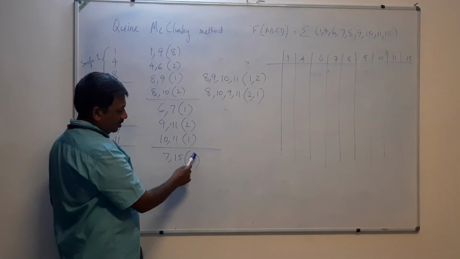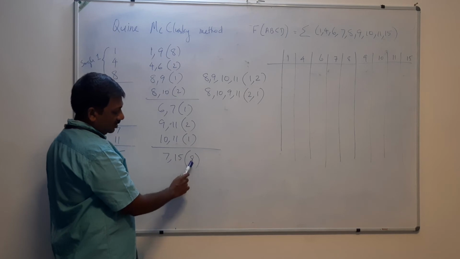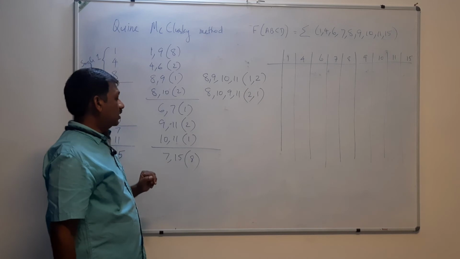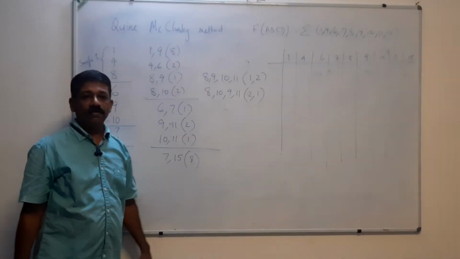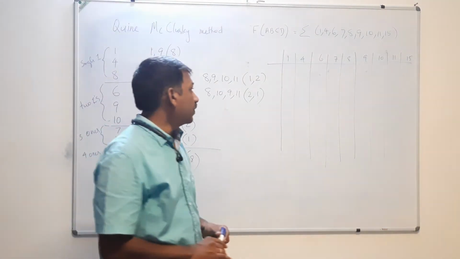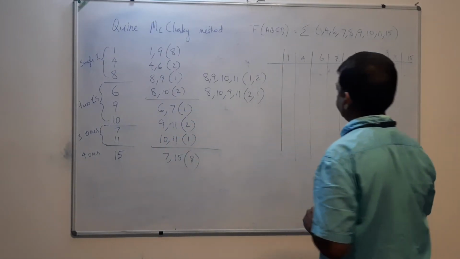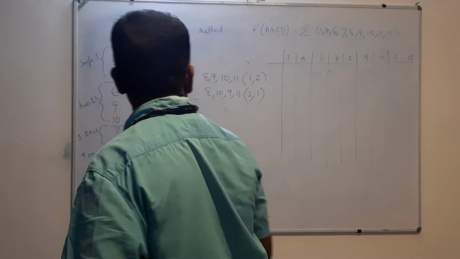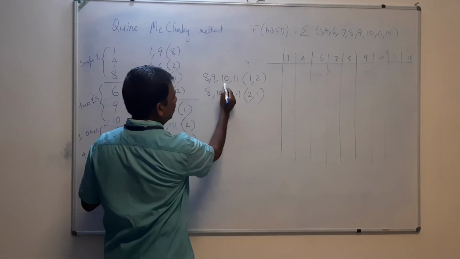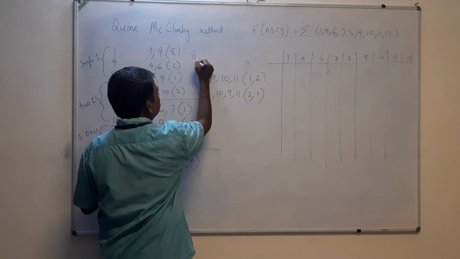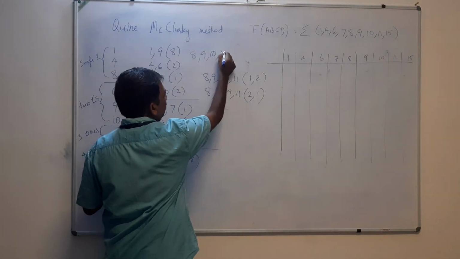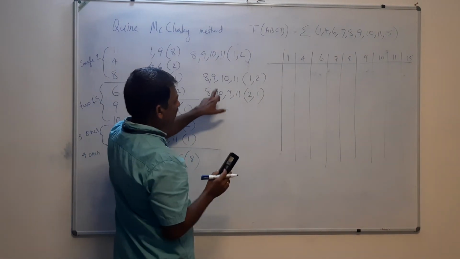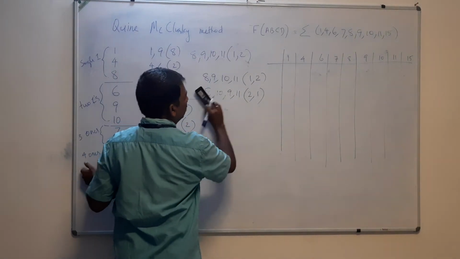But here only a single entity is there. Here it is having 8 in brackets. Here we don't have any entity with 8 in the bracket, so that operation is over. Now see, now this is 8, 9, 10, 11 within brackets 1 comma 2. That means these two are the same. So I have written that here.